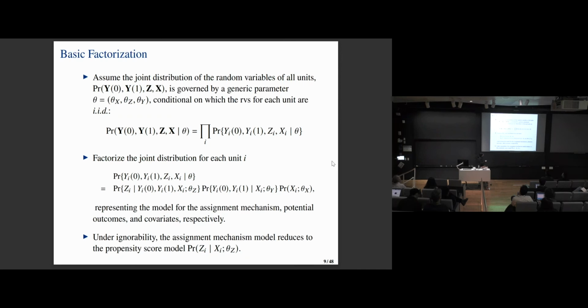The key part is, remember we assume ignorability. If you still remember what ignorability is, it just says that this distribution does not depend on y1 and y0. So this complicated part becomes just a propensity score model, the probability of z given x. This is an outcome, this is the covariate. So it's also funny, people find the ignorability assumption odd, and why it's called ignorability, it actually turns out to be a Bayesian concept.